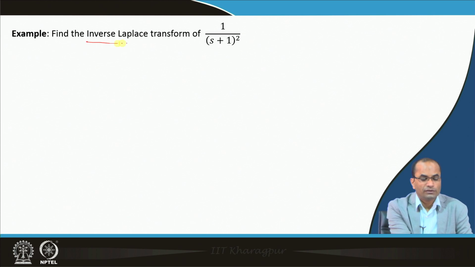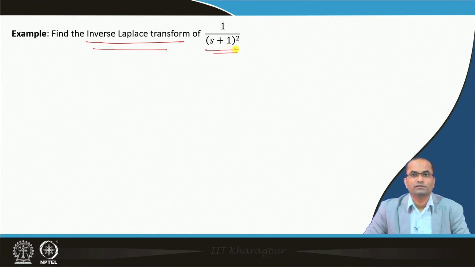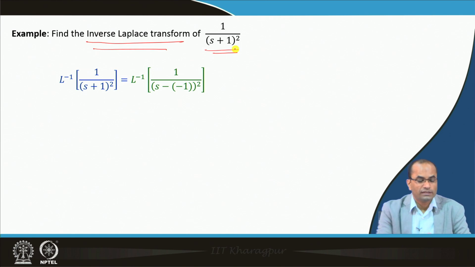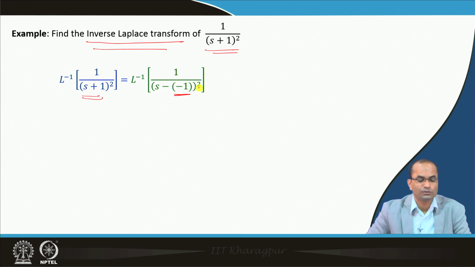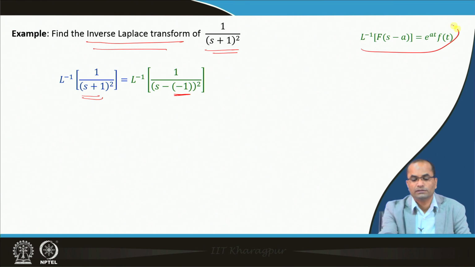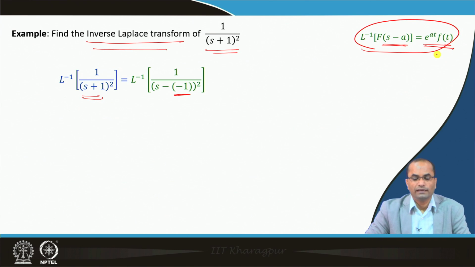We want to find now the inverse Laplace transform, for instance, of this function 1 over (s + 1) square. So, in that case we will rewrite this as (s − a) whole square, where a is minus 1 now, and then we can use this shifting property that the Laplace inverse of F(s − a) is e^(at) f(t).